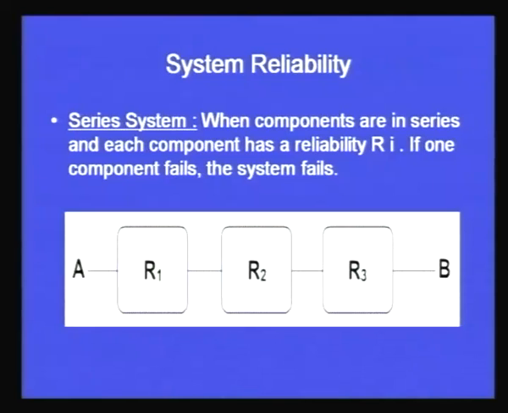So when components are in series and each component has a reliability Ri, if one component fails, the system is going to fail. You can see on your screen there is a simple diagram showing three components in series, R1, R2 and R3. Out of these three components, if any one component fails, the whole system would come to a standstill or stop functioning. So this is a series system of reliability.